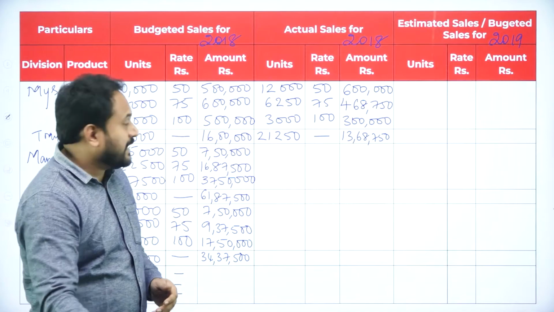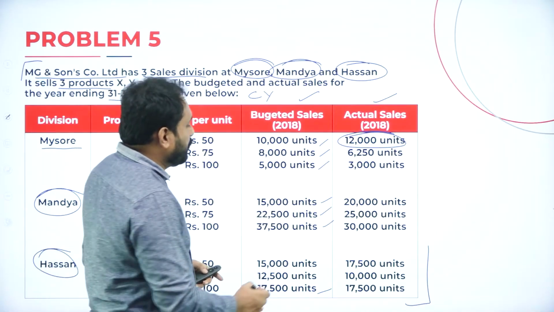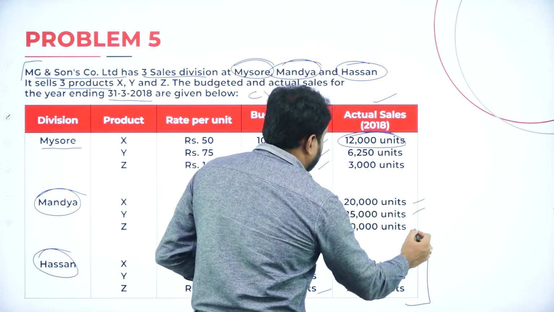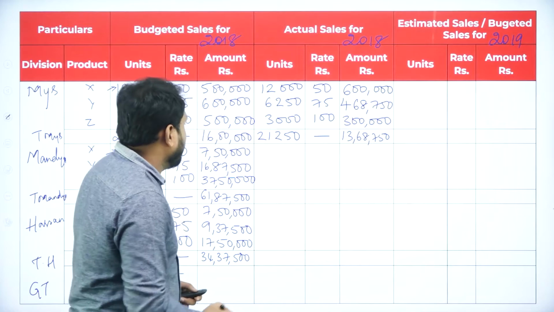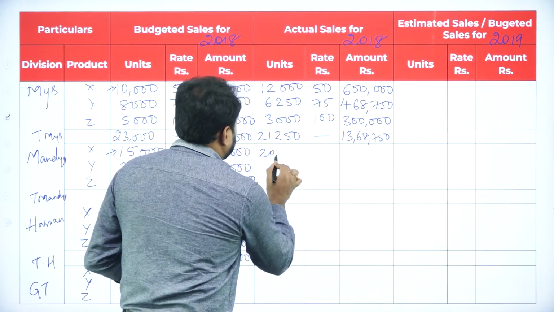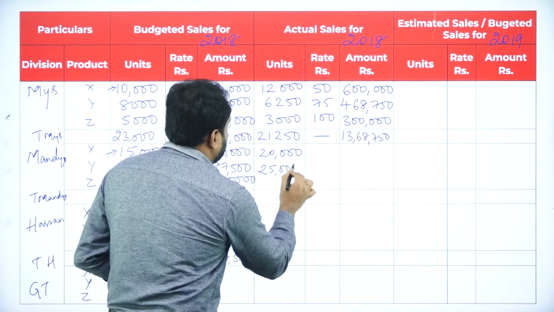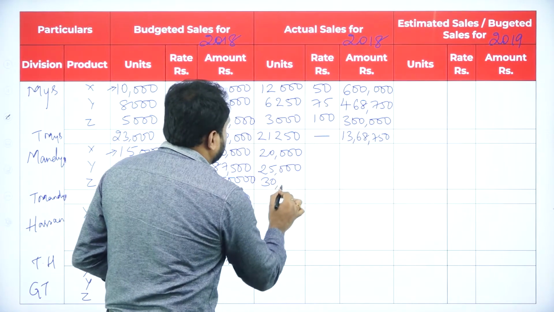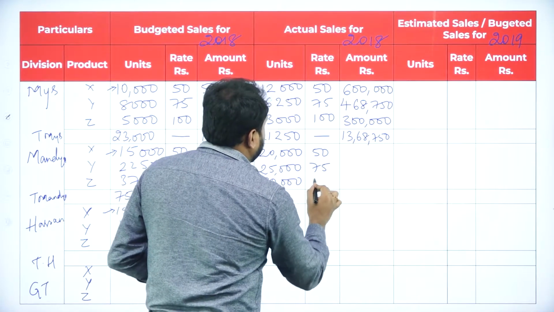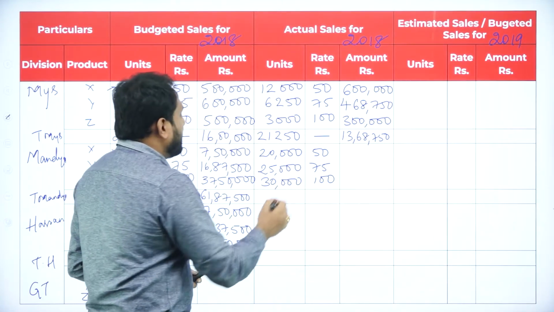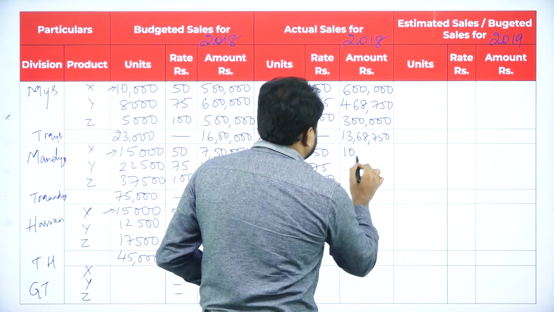Let's go with Mandya and Hassan. Let's check the units here. In Mandya we have 20, 25 and 30. 20, 25, 30. Easy to remember this. 20, then 25,000, and we have 30,000. Here we have the same 50, 75, 100. Multiply this, 2 5s is 10. So we have here 10 lakh.